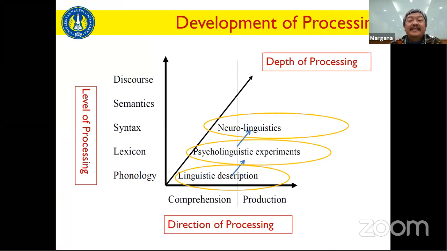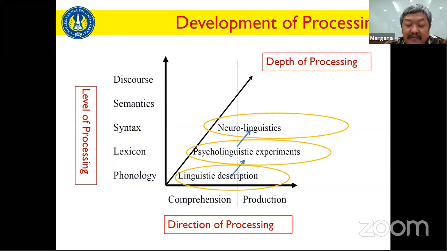The following presents the development of processing in relation to level of processing. As mentioned earlier, systemic knowledge, embodying phonology, lexicon, syntax, semantics, and discourse, deals with two issues, namely language production and language perception. We call them comprehension and production, the directions of processing, involving linguistic descriptions, psycholinguistic experiments, and neurolinguistics to have depth of processing in our brain.